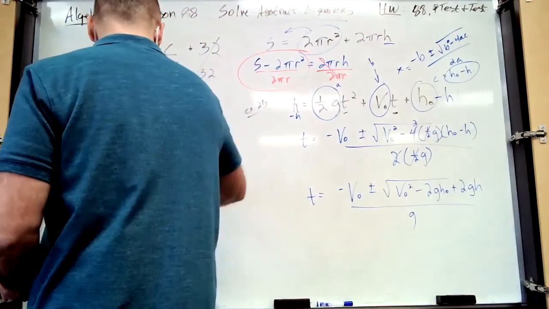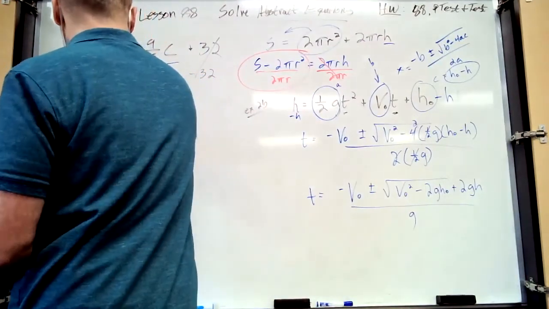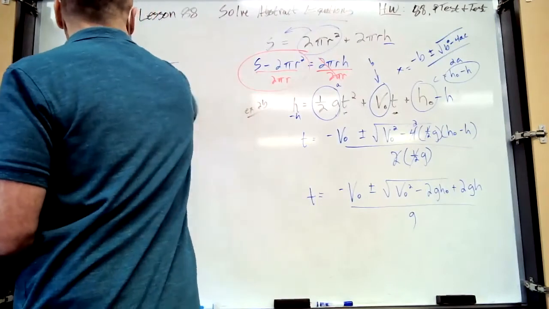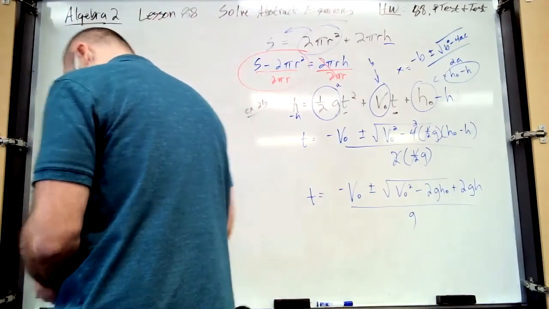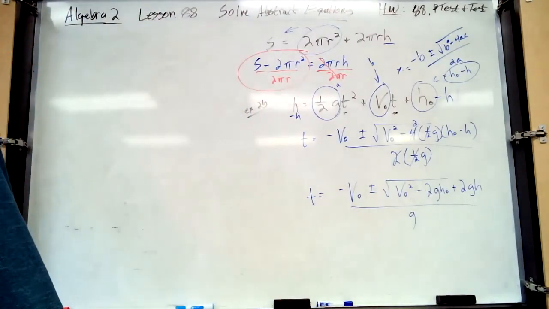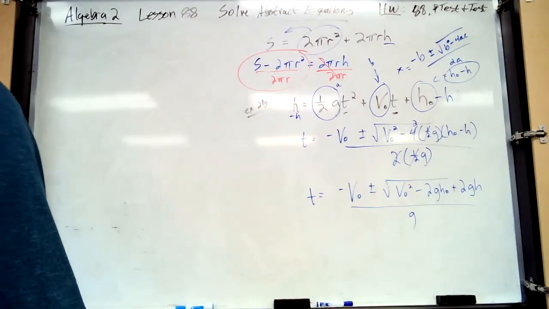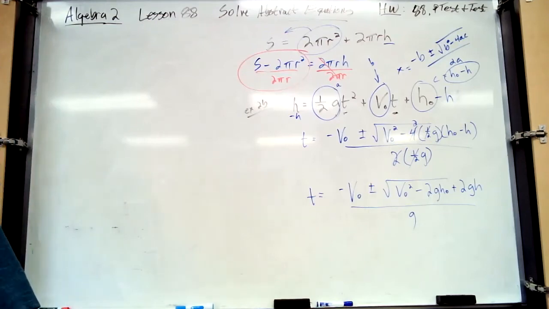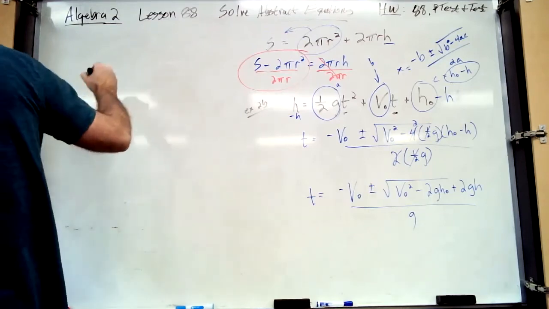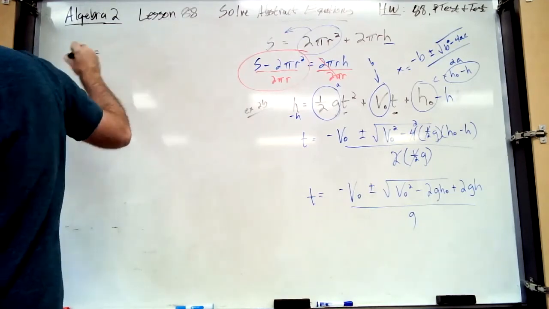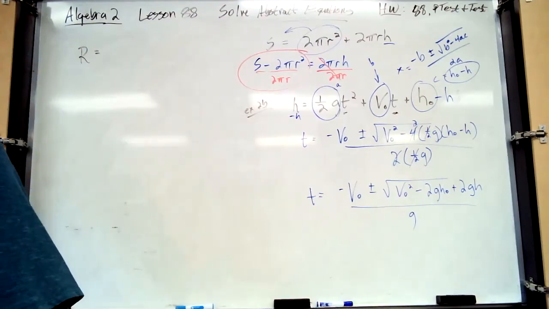I'll show you a few more examples and then we'll be done. Okay, so we're going to solve abstract rational equations. Let's say the total resistance is given by the formula capital R equals 1 over.